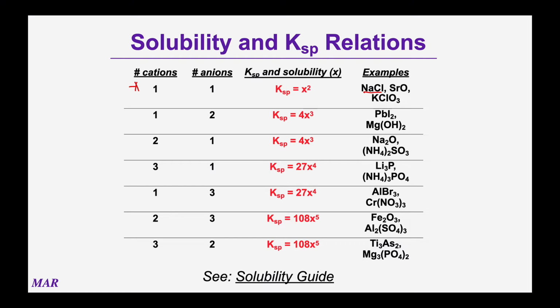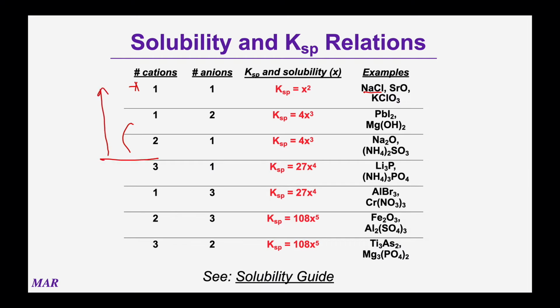Now, the next two are very similar. If you have one cation and two anions, like PbI2, or if you have two cations and one anion, then Ksp equals 4 times x to the third power. So in the last example we were looking at, I think it was lead 2 iodide, PbI2, if we had the solubility to the third power times 4, that's going to be a great way to find Ksp. And again, that works any time you have two cations and one anion, or one cation and two anions. Those three examples are going to be very common.